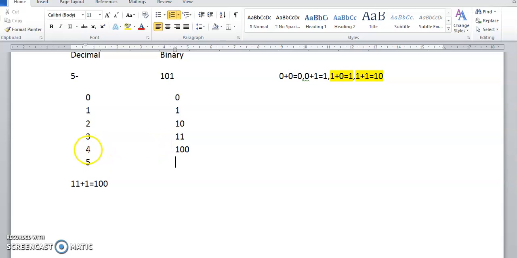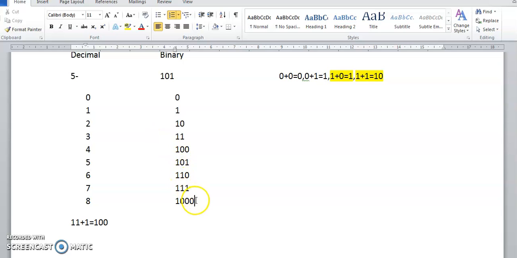Now 5. The binary value of decimal 5, we just add our 1 with this 0, so the value will be 101. For 6, the 1 will be added at the last digit: 110. The value of 7 will be 111. The value of 8 will be 1000.